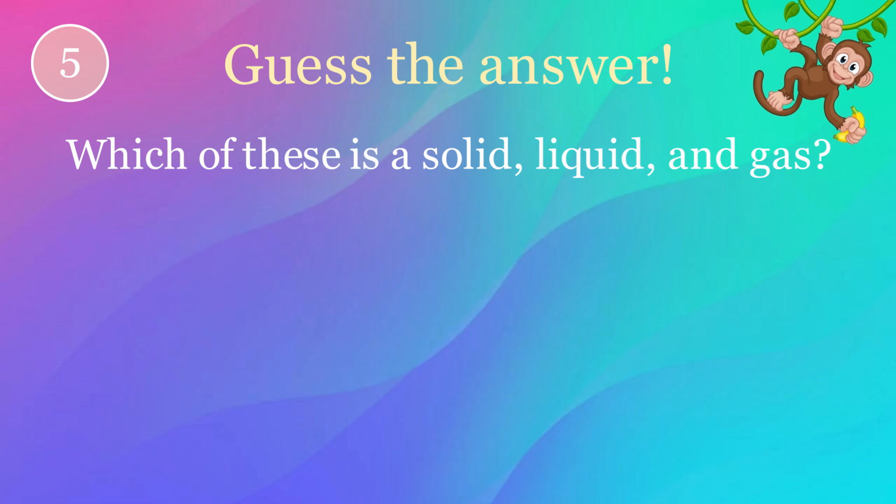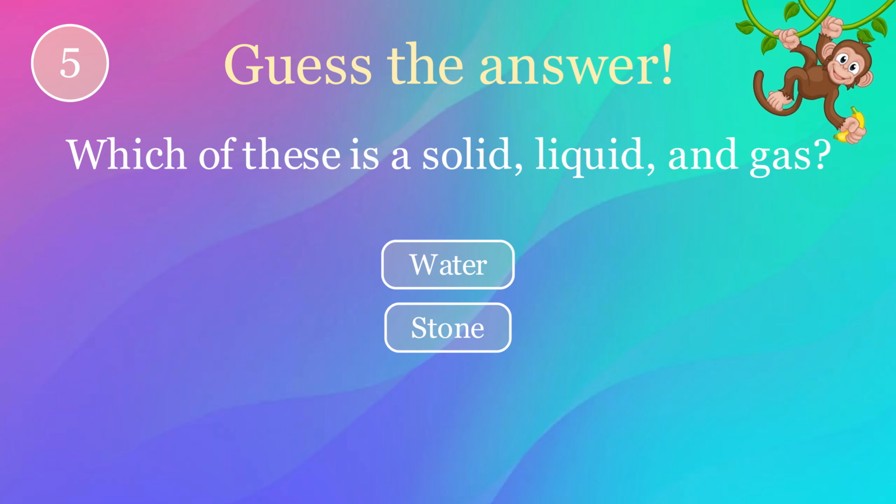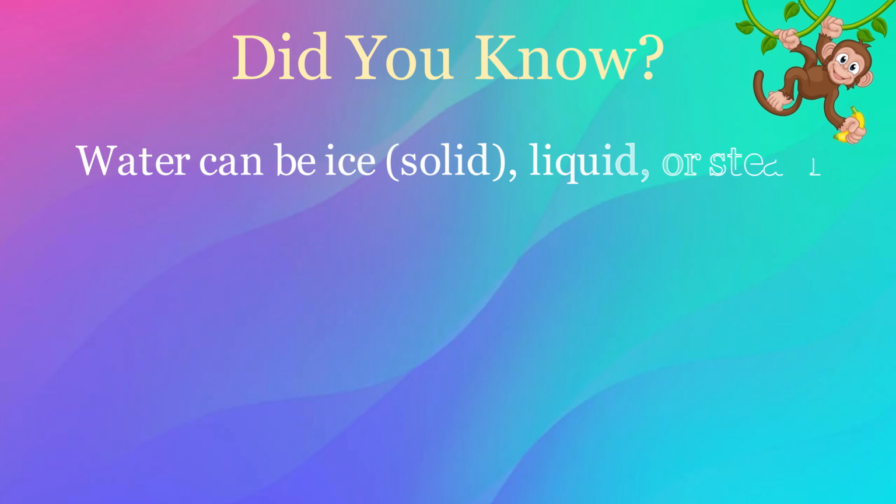Which of these is a solid, liquid, and gas? Water. Stone. Wood. The correct answer is water. Here's an interesting fact. Water can be ice, solid, liquid, or steam, gas.